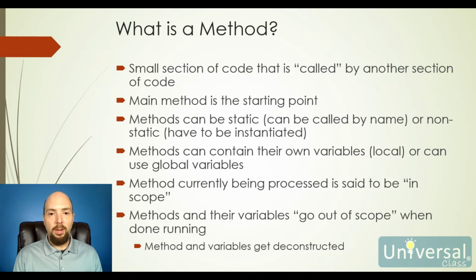If I call a section of code, while that method is running, it is said to be in scope. When something is in scope, its variables, methods, functions, and everything are what is being used at the time. Any variables that are created in a method are only available to the system while they're in scope. When the method is done running, all of the variables, methods, and objects that were created by that method go out of scope and they all become what's called deconstructed.